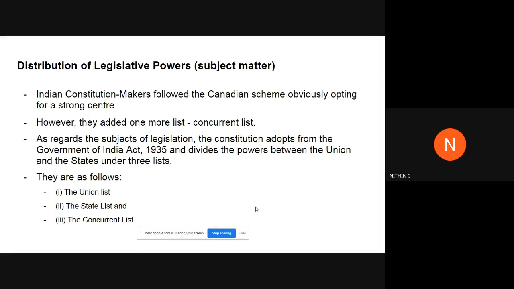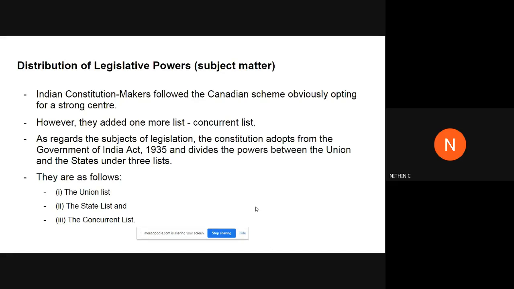Not all powers were distributed to the states. The center is also having some powers or control over the laws that have been created. However, they added one more list called concurrent list. In the Indian case, we are not just having union list, state list, but we are having the concurrent list.